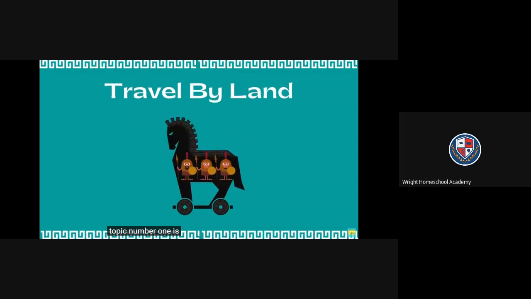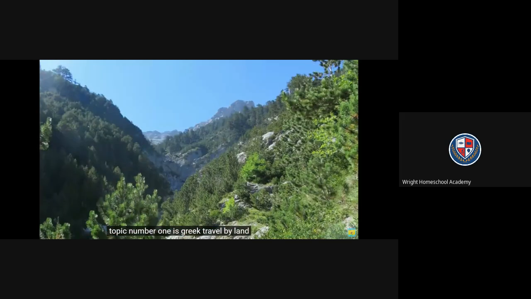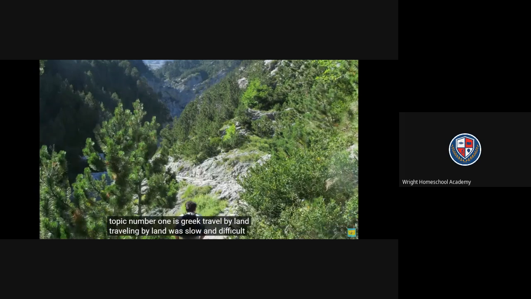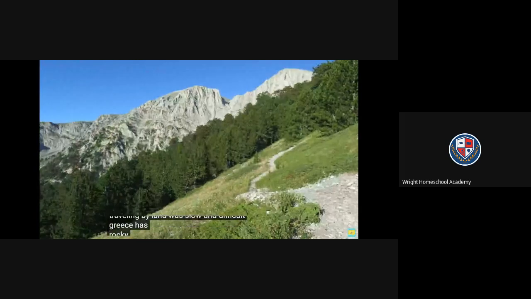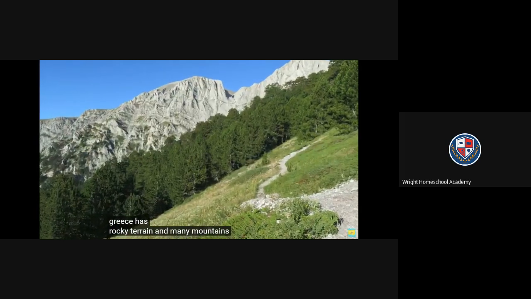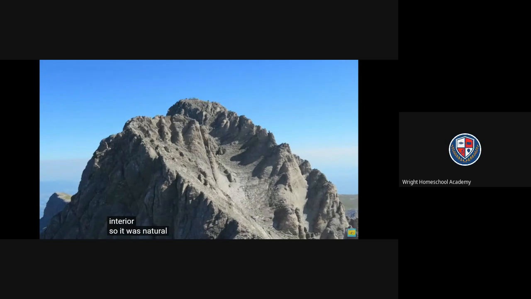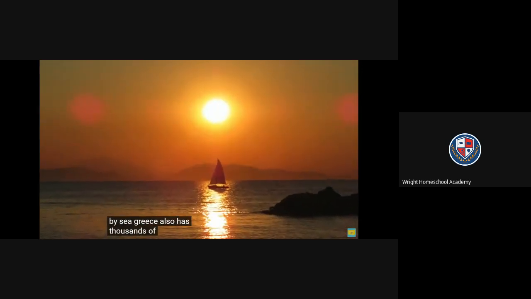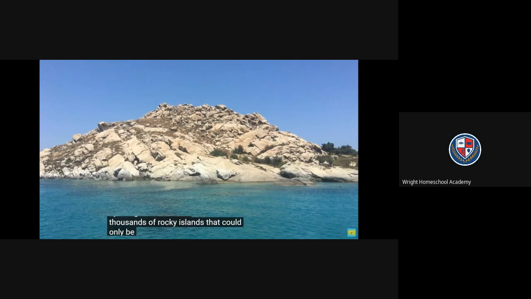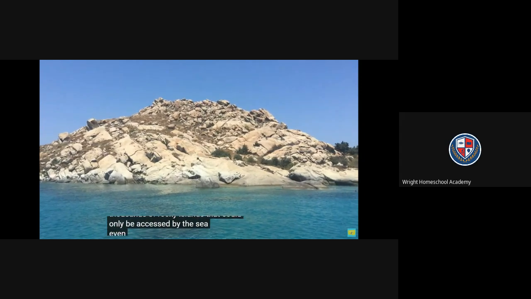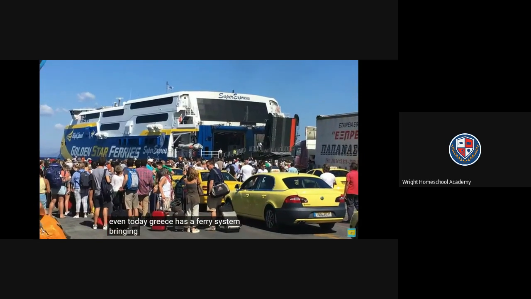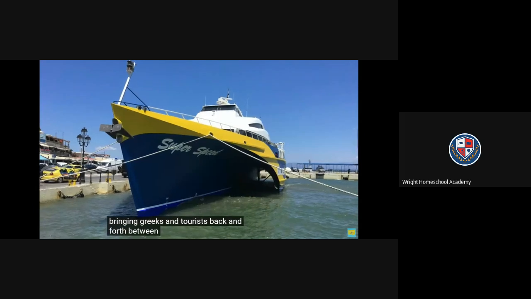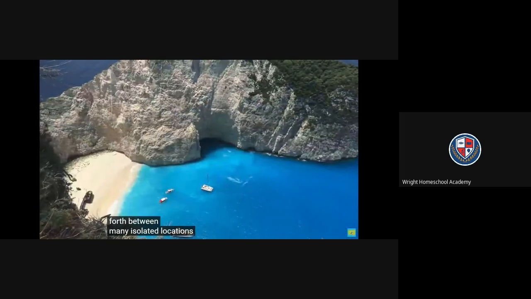Topic number 1 is Greek travel by land. Traveling by land was slow and difficult. Greece has rocky terrain and many mountains in its interior, so it was natural for people to travel by sea. Greece also has thousands of rocky islands that could only be accessed by the sea. Even today, Greece has a ferry system bringing Greeks and tourists back and forth between many isolated locations.